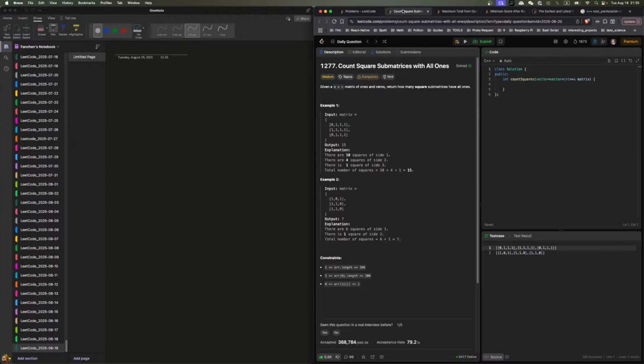Count square submatrices with all ones. How many square matrices have all ones? The matrix has to be a square matrix, so it has to be size 1 by 1, and then size 2 and size 3.